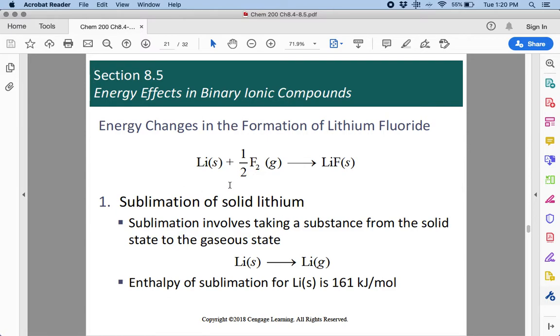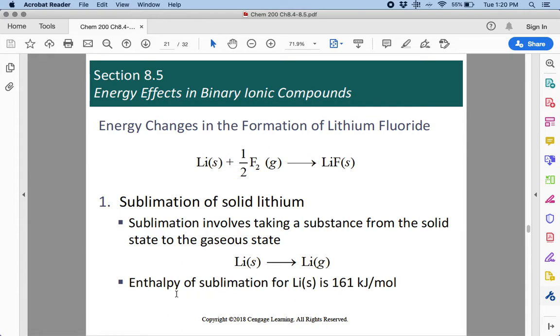So for example, in the formation of lithium fluoride, we have lithium, the solid, plus fluorine gas gives us lithium fluoride, right? This is a balanced chemical equation. Now, there's a solid over here. We know that when we're doing lattice energies, this needs to be a gas. So the first thing we're going to have to do is take our solid and turn it into a gas.